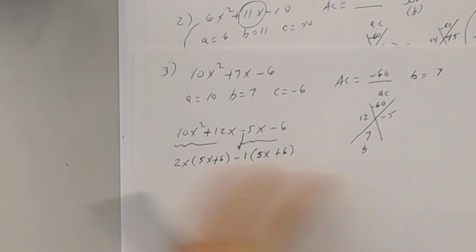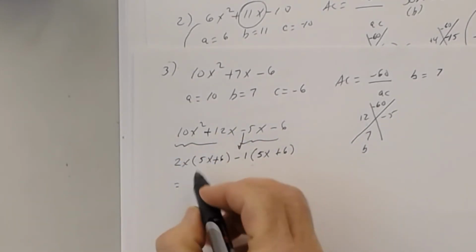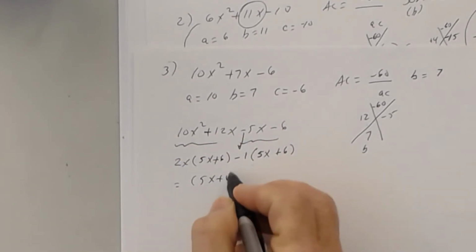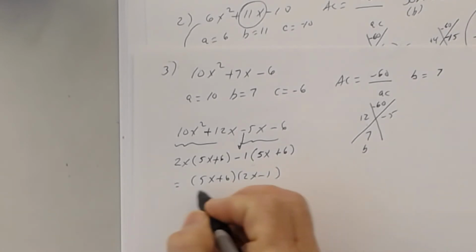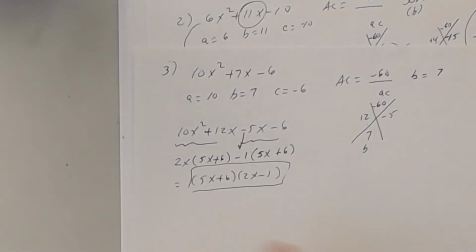And you're done. You just have to factor it out. What do I factor out of those two groups? 5x plus 6, yep. 2x minus 1. And you're done. Again, you have time to check, so follow it out and make sure you get it correctly.